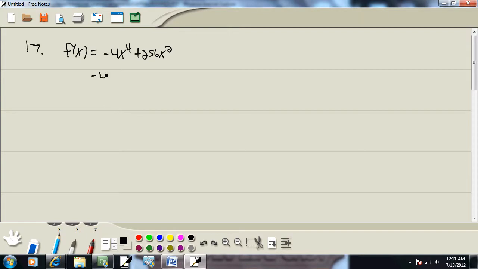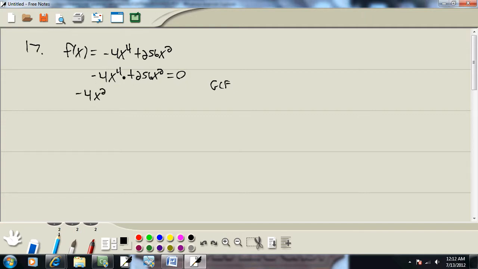Well, your first step is to set your function equal to 0. So whenever it's asking you to find the zeros, you set it equal to 0. Now this one actually factors. It's got a GCF in common. They're both divisible by 4, it looks like. And the first term's negative, so I'll bring out a negative 4.